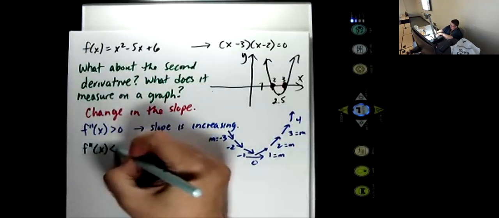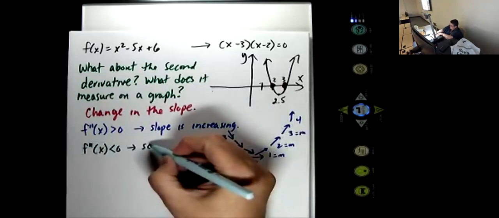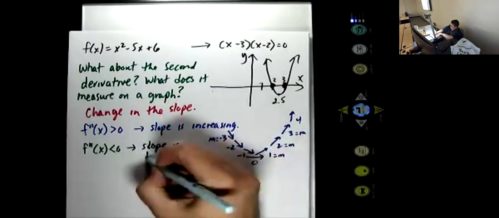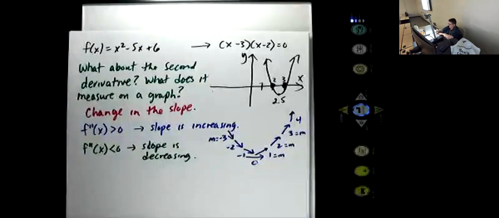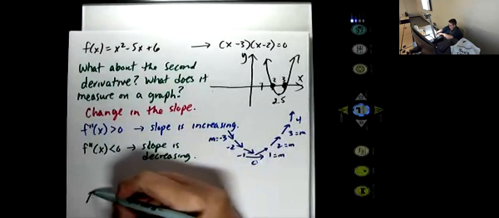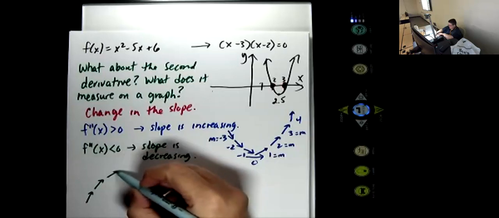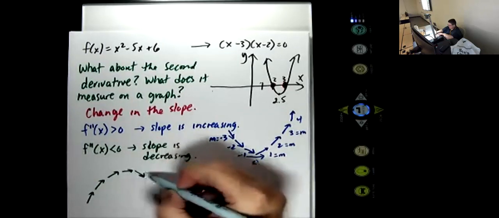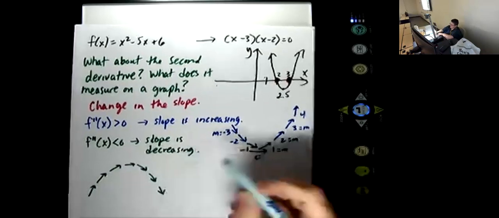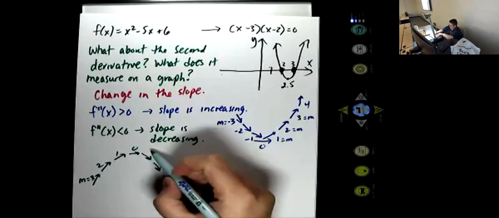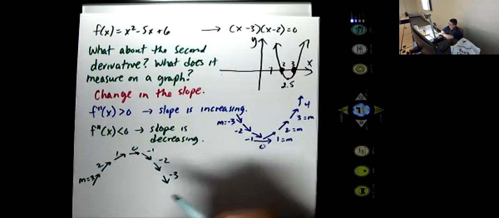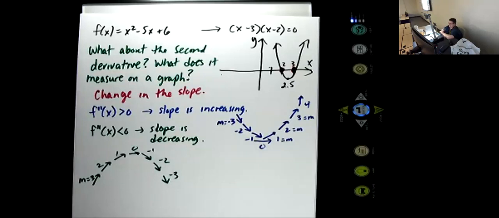If it's less than 0, our slope is decreasing. So it could be really steep and then just flatten out. Or I could be going the other way: 3, 2, 1, 0, -1, -2, -3. As we go from left to right, the slope is decreasing, it's going negative.